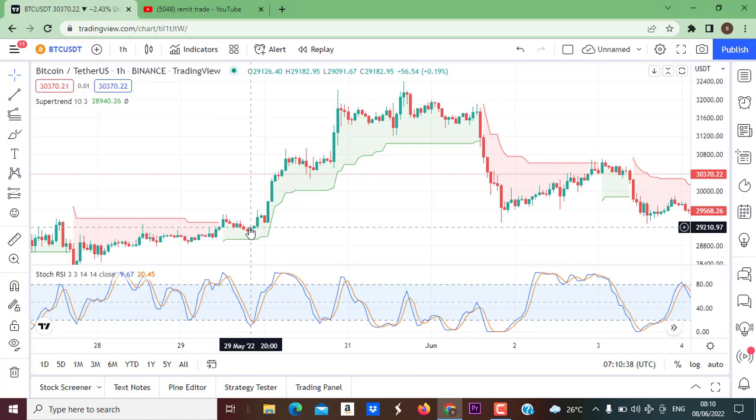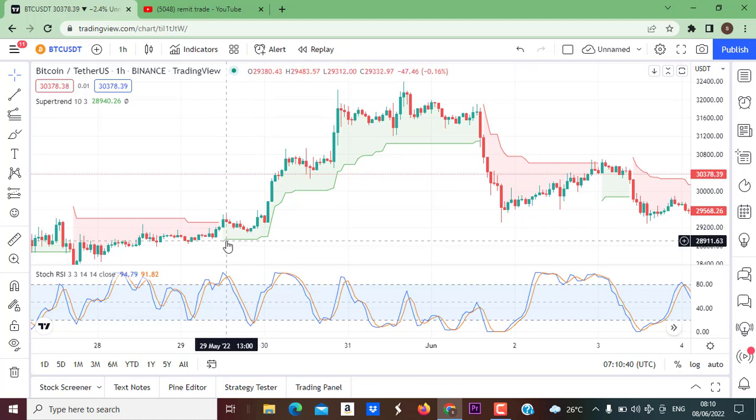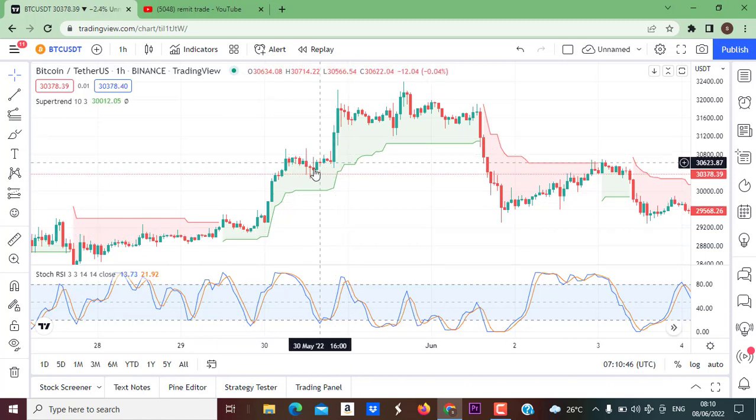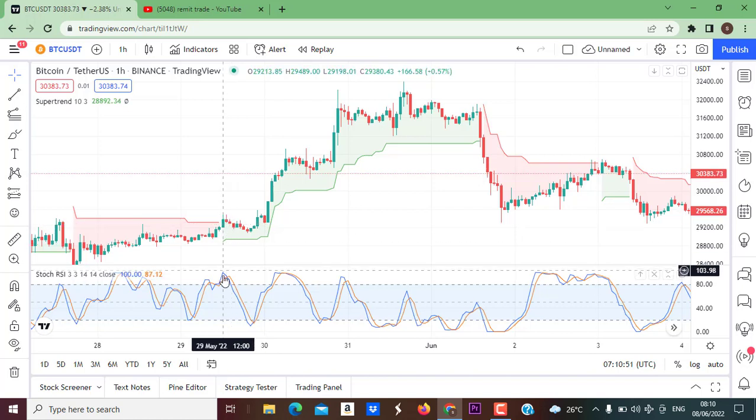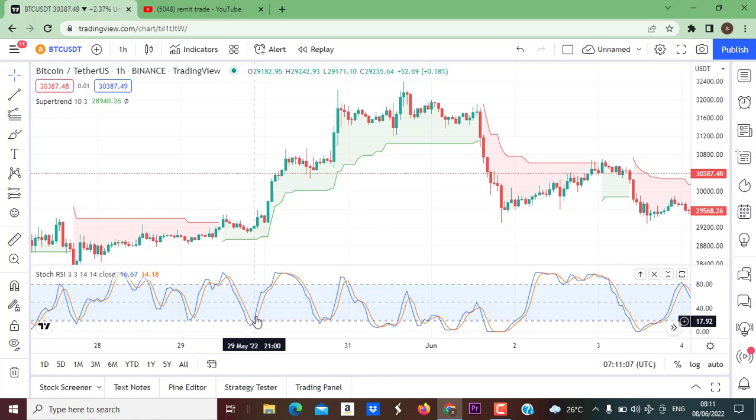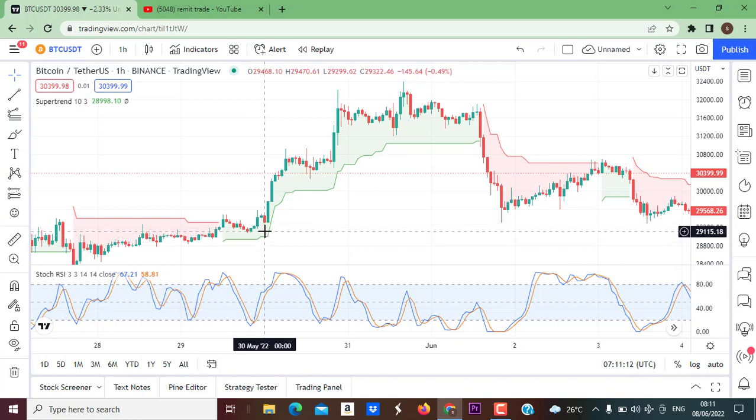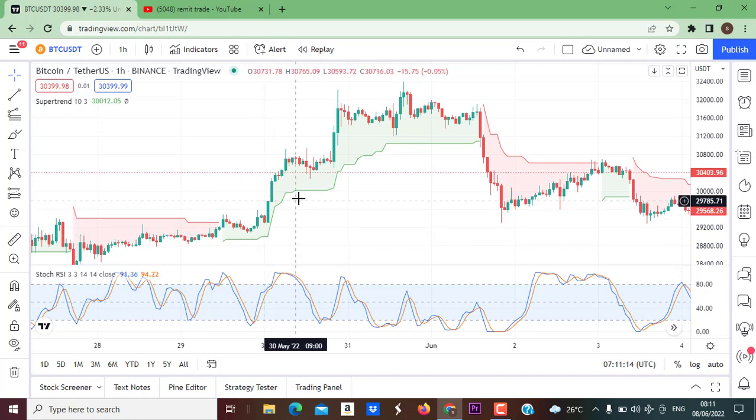At this point, we've already seen that the Supertrend indicator is indicating that the market is already in an uptrend, and from this area on the Stochastic, the market is already at overbought condition. So for a buy signal, we want to buy the market when the Stochastic is at oversold condition only. You are only taking a buy or long position when the Stochastic is at oversold condition, and the Supertrend indicator is indicating that the market is in an uptrend.